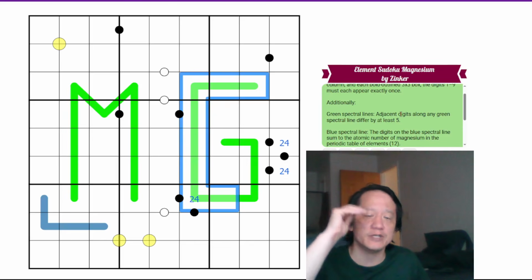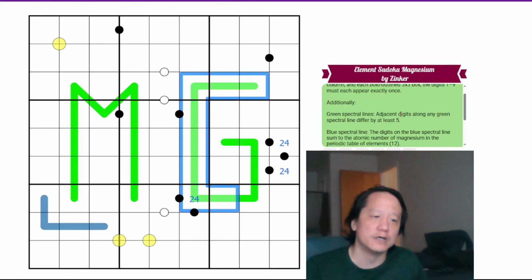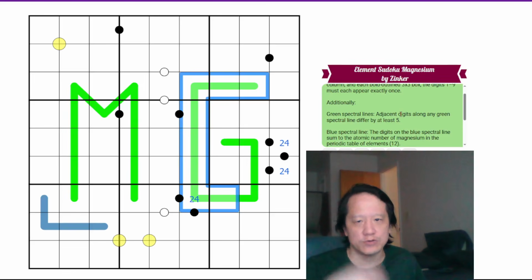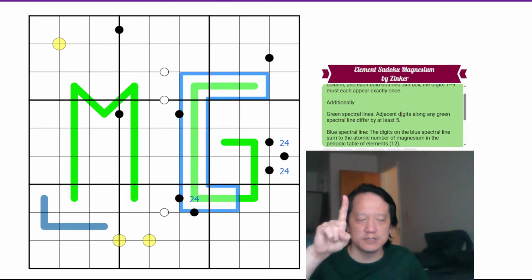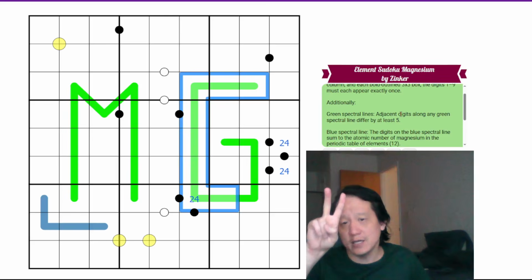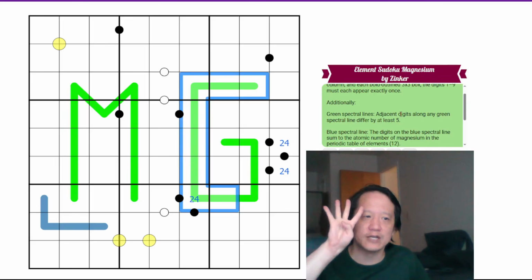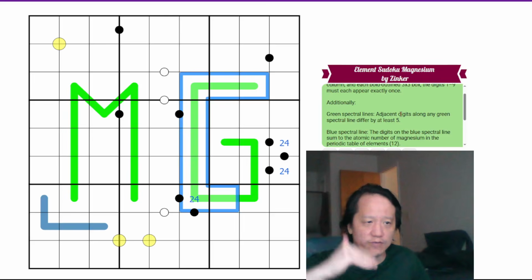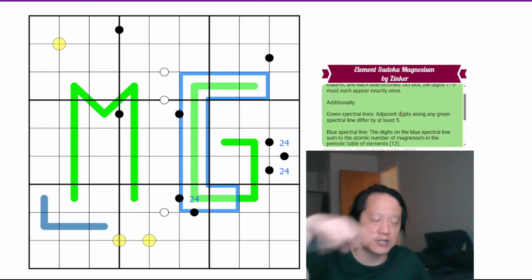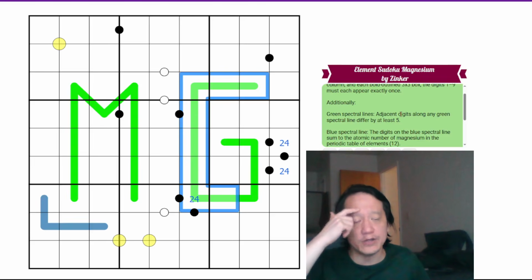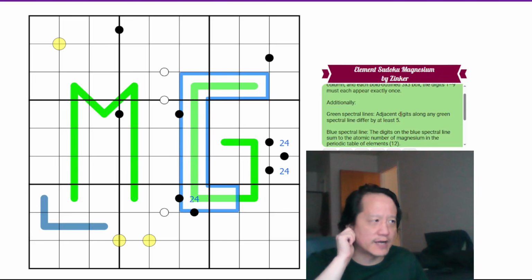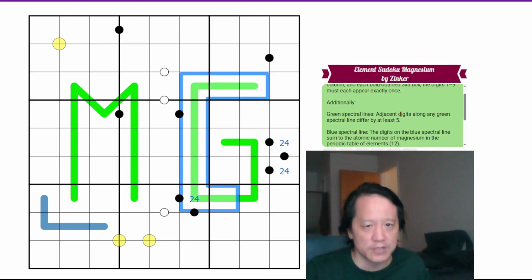And what digits can be next to a high digit on a whisper 5 line, or this green spectral line? Well, 6 can be next to 1, 7 can be next to 1 or 2, 8 can be next to 1 through 3, 9 can be next to 1 through 4, all of which are low digits. So next to a high digit must always be a low digit. So that's why you know that you will always alternate between low and high digits on a whisper 5 line, or these green spectral lines.